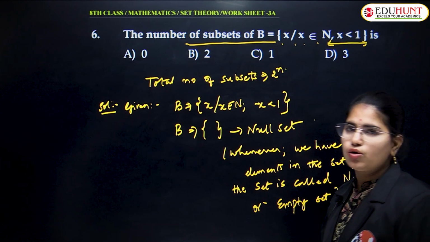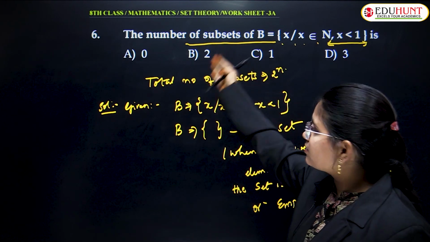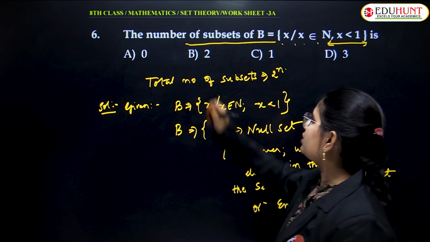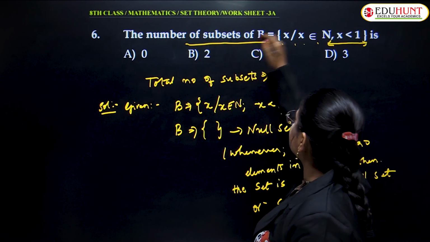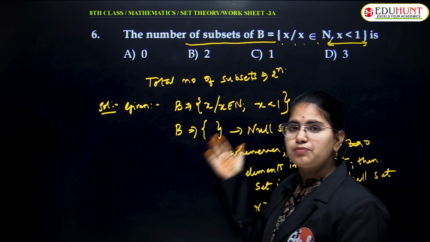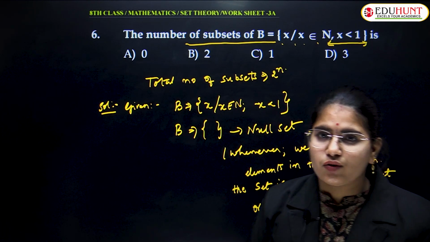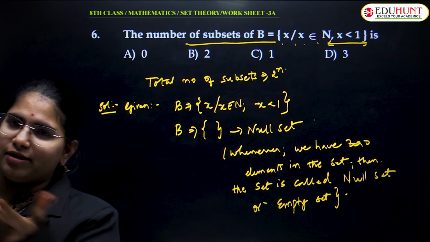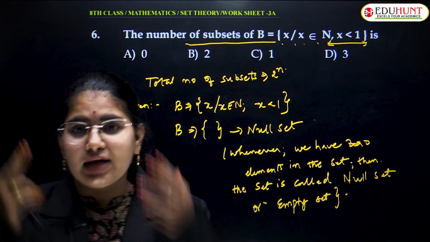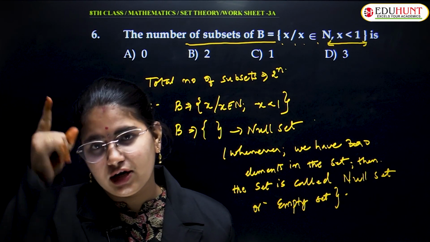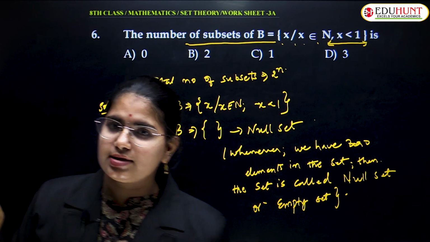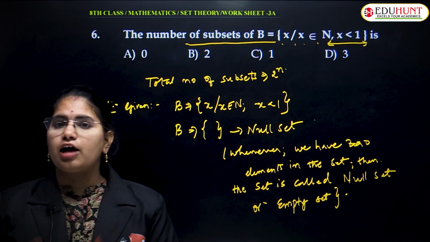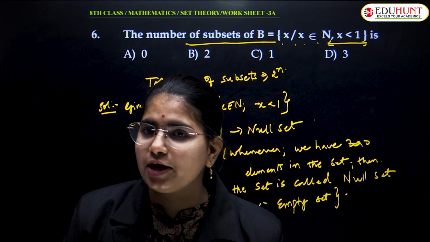Yes. So now what they were asking in the question, this is a null set, that is fine, but what is being asked is the number of subsets of B. So what is the number of subsets of a null set? It's a kind of logical twist, right? In order to answer this question, you should be completely aware of the concept. Yes, students, how many subsets will there be for a null set?